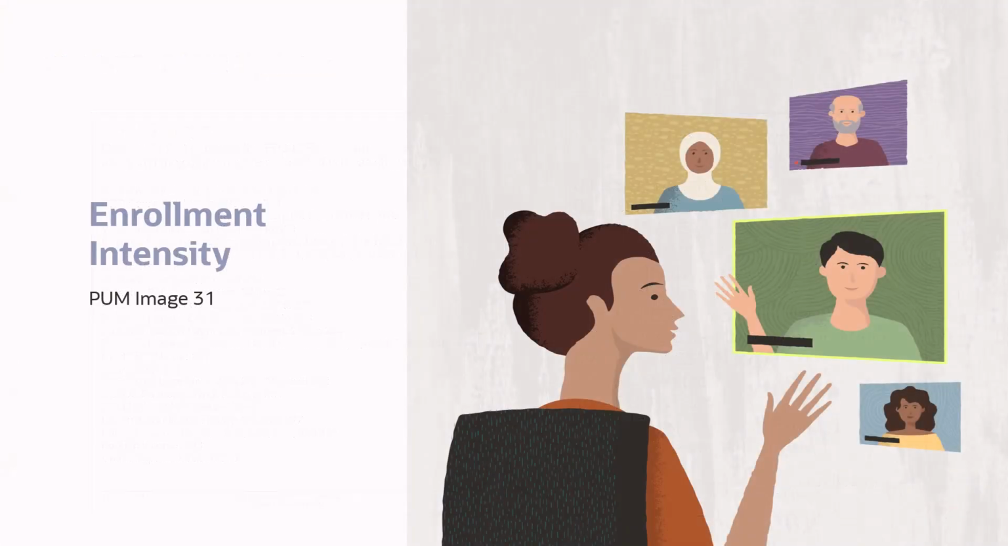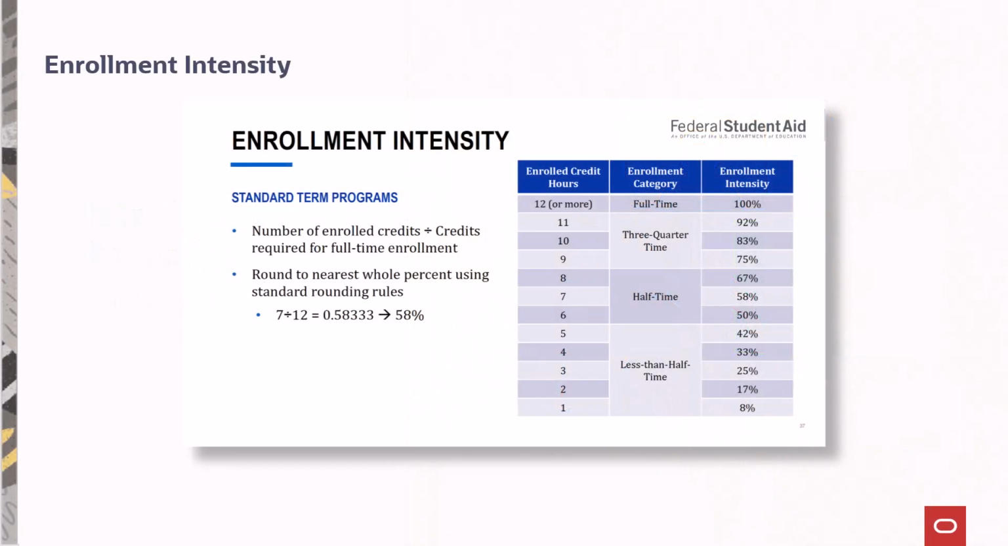Next, let's discuss enrollment intensity. CAA and FAFSA Simplification introduces a new concept of enrollment intensity. Enrollment intensity is the number of enrolled credits divided by the number of credits required for full-time enrollment for financial aid. Enrollment intensity is rounded to the nearest whole percent using standard rounding rules and is capped at 100%.